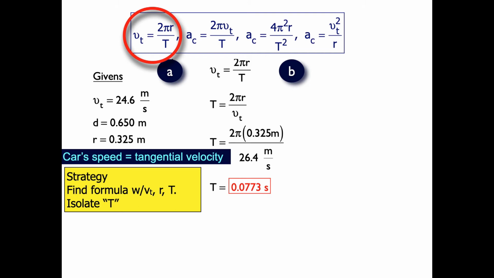And the second part of the question was, what was the frequency? And I know that frequency is just the inverse of the period of motion. So the frequency is just 1 over that, or 12.9 hertz. So that's the frequency for the tire spinning.